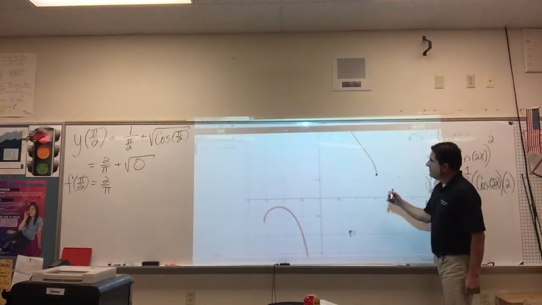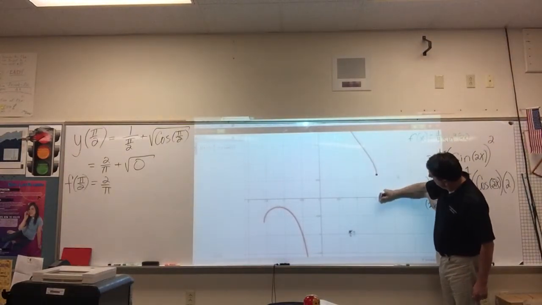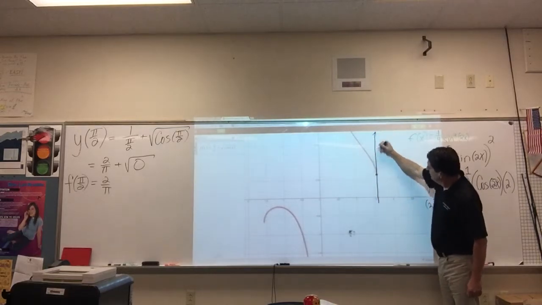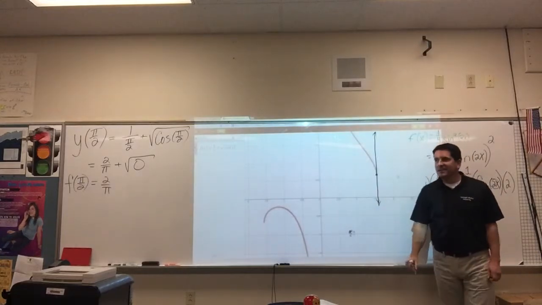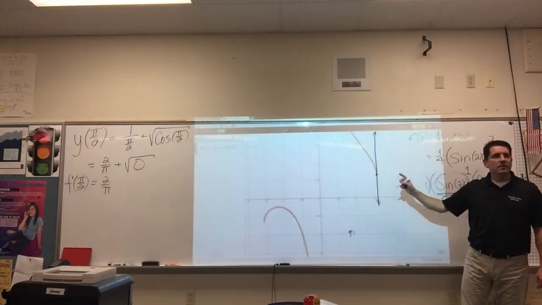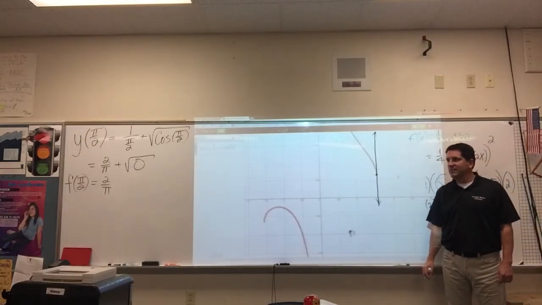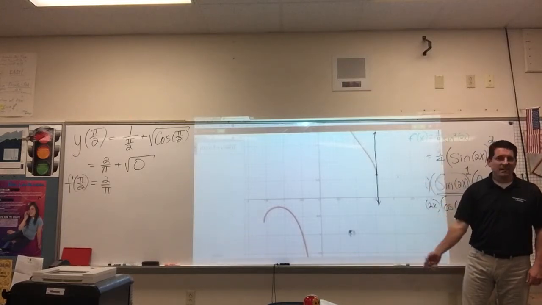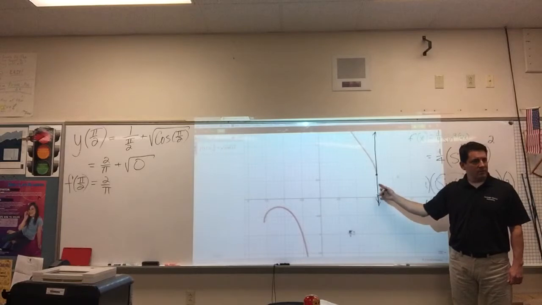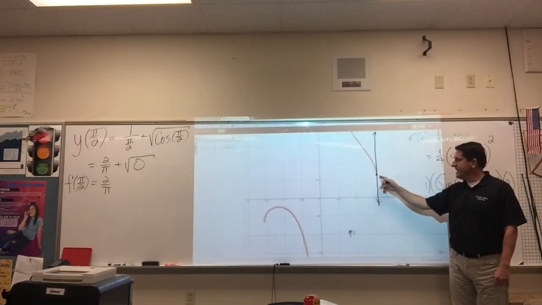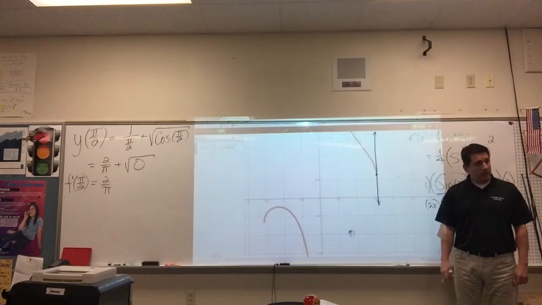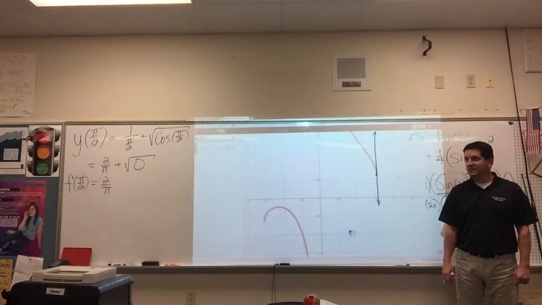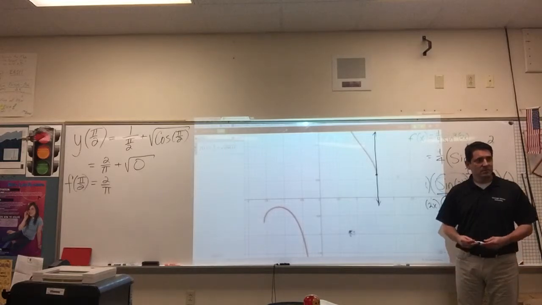If I draw the line tangent to this at this point, the line tangent to the curve is a vertical line. And the slope of a vertical line is undefined. So we have a line tangent to this curve at that point. However, it's a vertical line, and therefore the derivative does not exist. Does that make sense? All right.